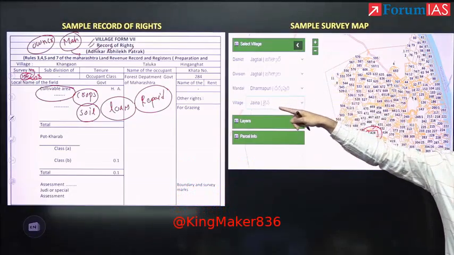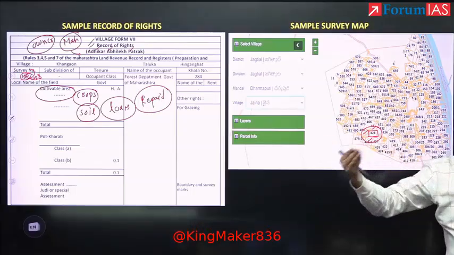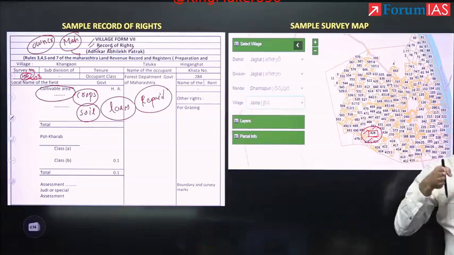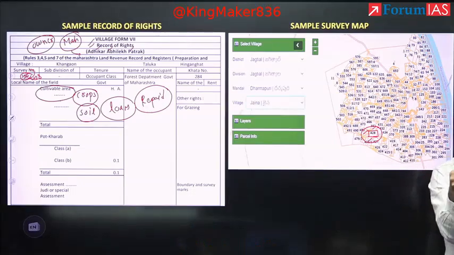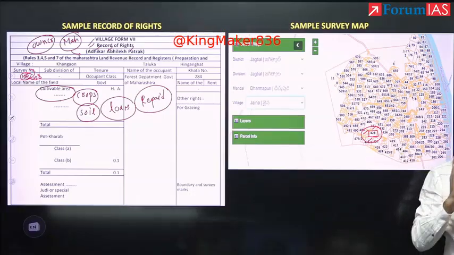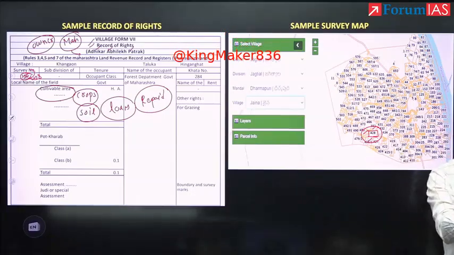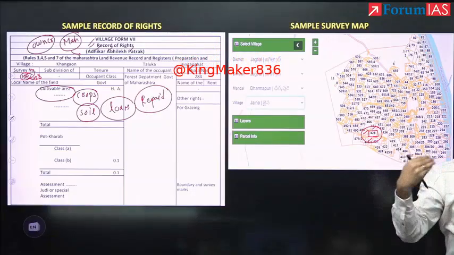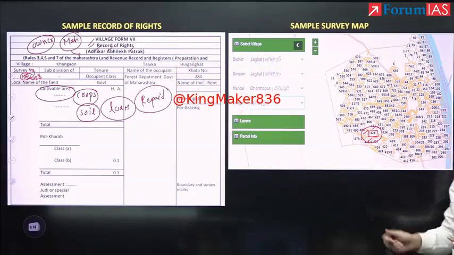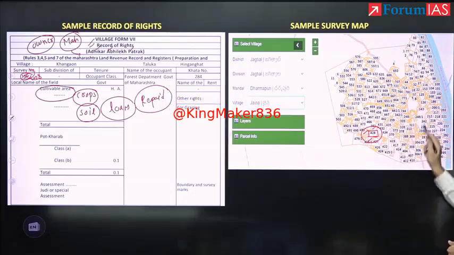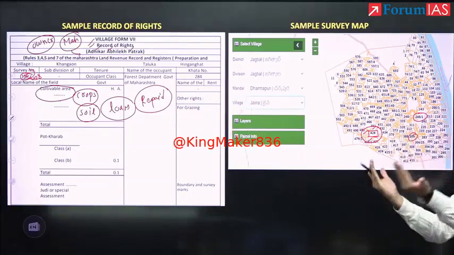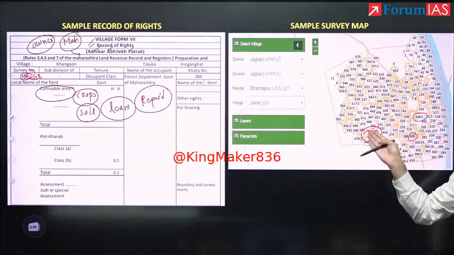Because the record of rights will only tell us who owns the parcel of land. It does not tell us the exact dimensions of that particular parcel. You must understand, not every parcel of land is perfectly rectangular. You can come across parcels that are pentagonal. You can see they're very haphazard. How do you know the exact boundary? That exact boundary is from the survey map.